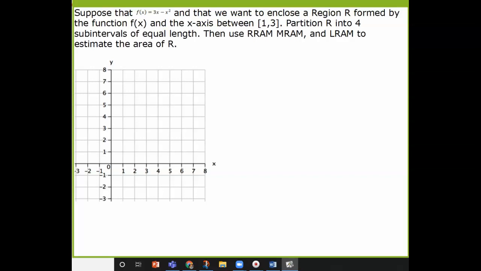And then we have that suppose we want to enclose a region R formed by the function f of x and the x-axis between 1 and 3. So I'm concerned with the area from 1 to 3. We're going to create 4 subintervals, so delta x would be 3 minus 1 divided by 4. Use RRam, MRam, and LRam to estimate the area of R.